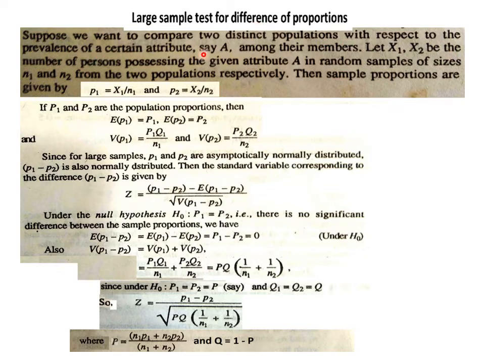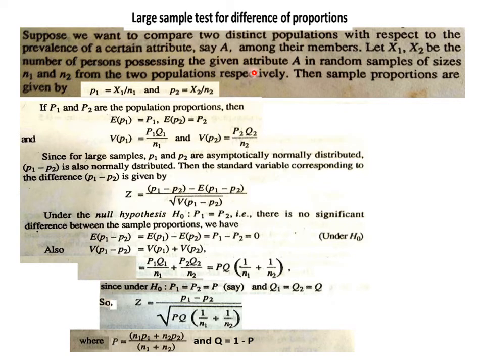Whatever the attribute is, say A, among the members of these two populations, let x1, x2 be the number of persons possessing the given attribute A in random samples of sizes n1 and n2 from the two populations respectively. That means in the first population n1 people are there, and out of that x1 possess attribute A, while in the other population n2 people are there, and out of that x2 people possess the same attribute A.